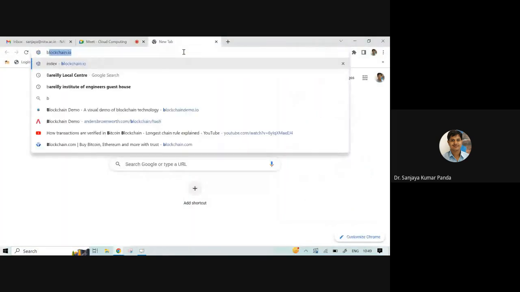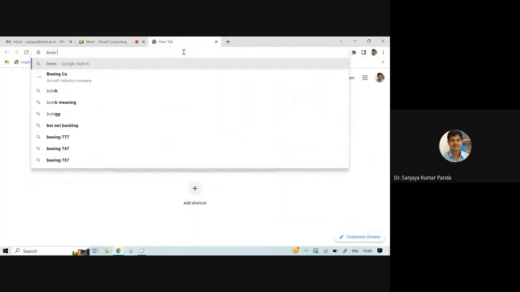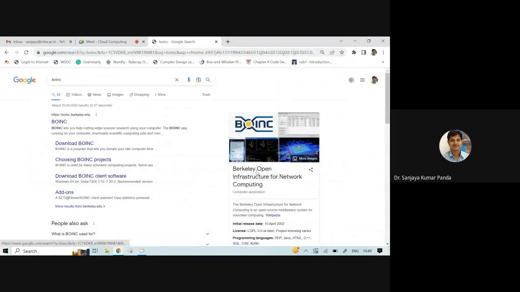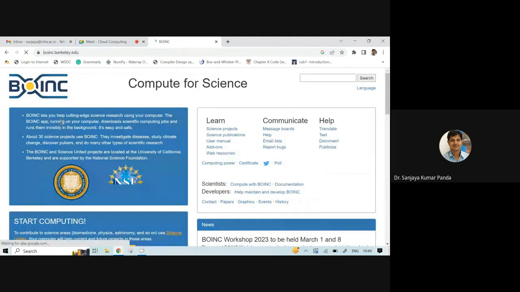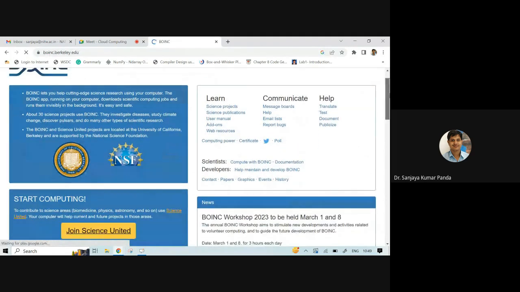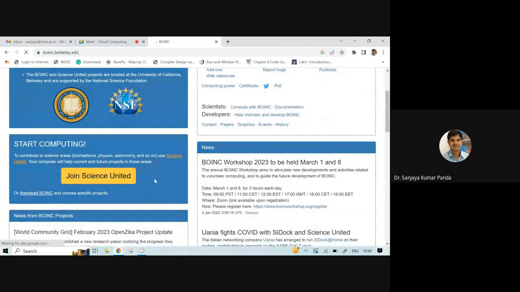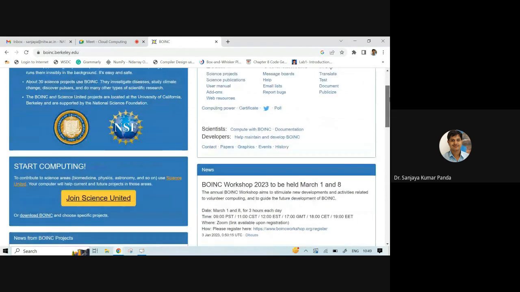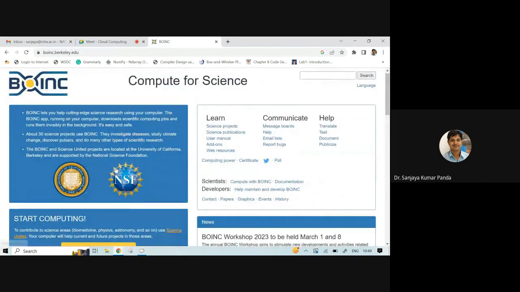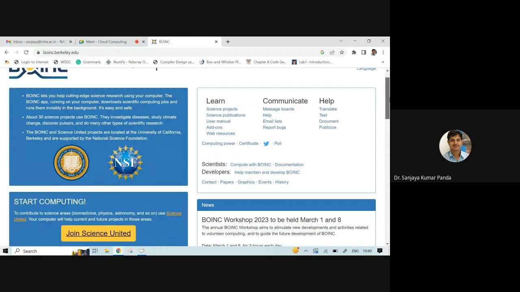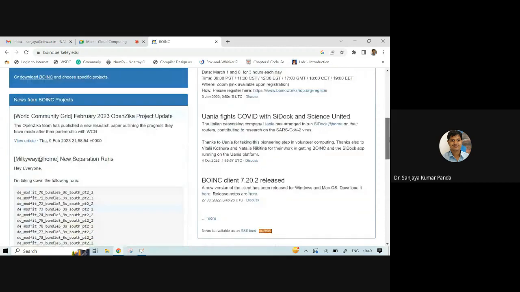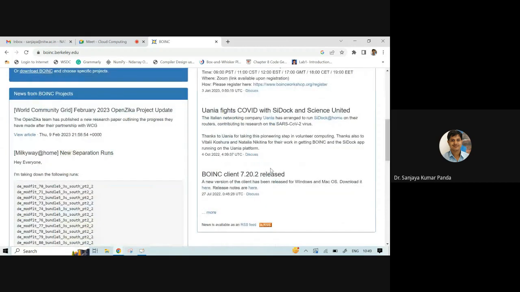Here you can type BOINC platform. This is the Berkeley Open Infrastructure for Network Computing. If you want to join, you have to download BOINC. It is a project sponsored by the National Science Foundation. Like I mentioned, weather forecasting is also a part of this particular project.